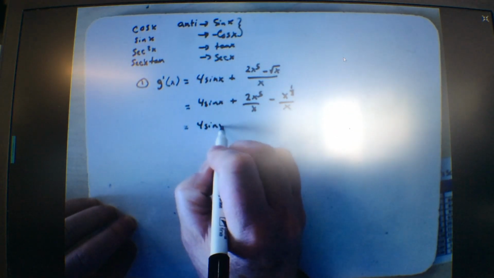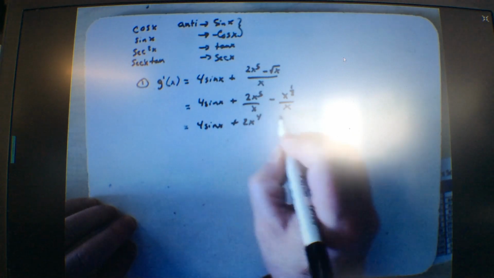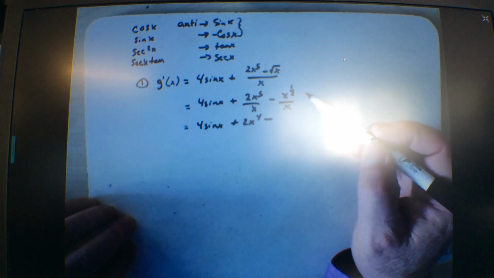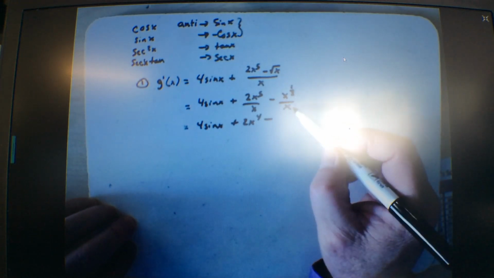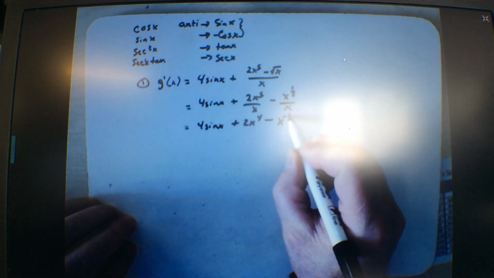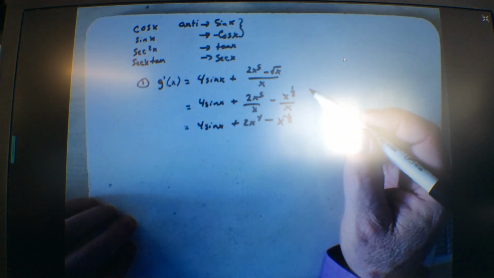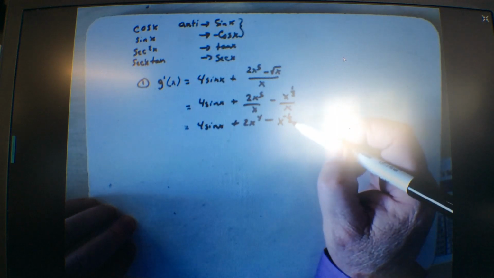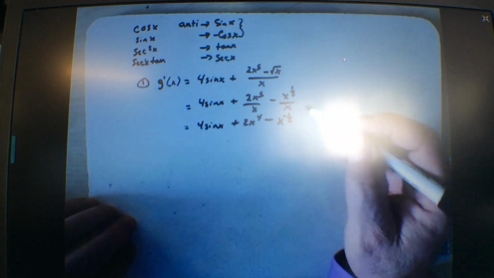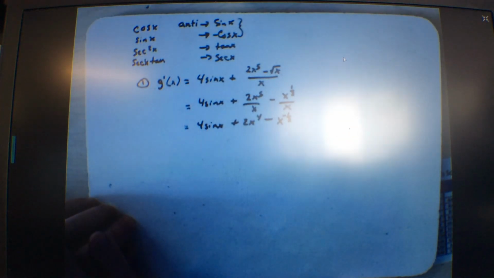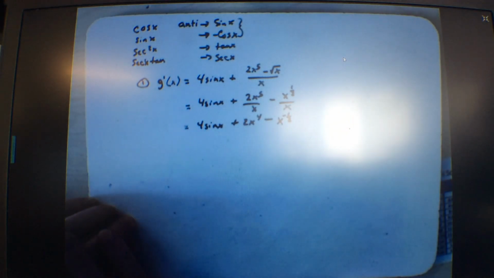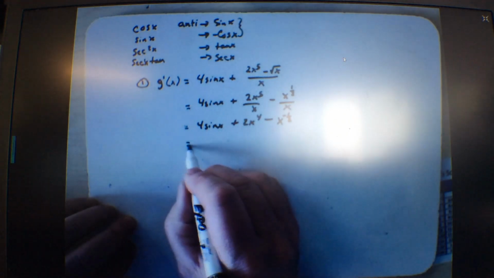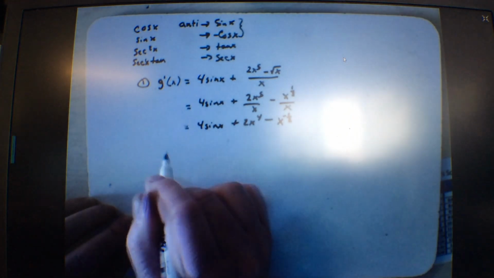Okay, so I'm going to simplify this some more. So 4 sine of x plus 2x to the 4th minus. Now, when you divide, you subtract the exponents, right? So x to the 1/2 minus 1 is x to the minus 1/2. You understand that? Because 1/2 minus 1 is negative 1/2. It's always the top one minus the bottom one, and if the top one is smaller than the bottom one, then we have a negative, right?